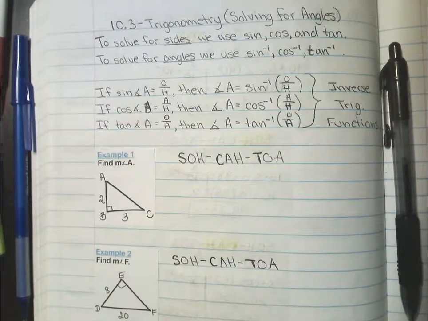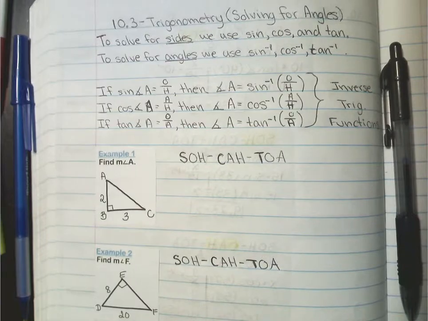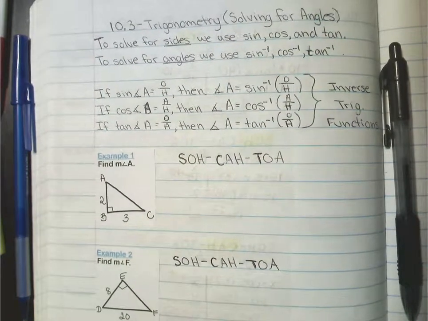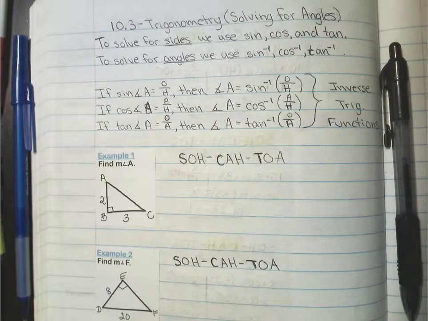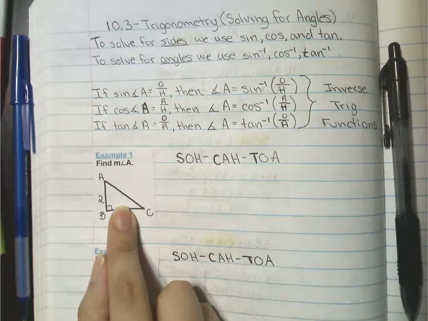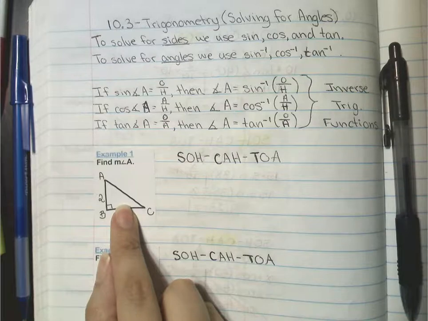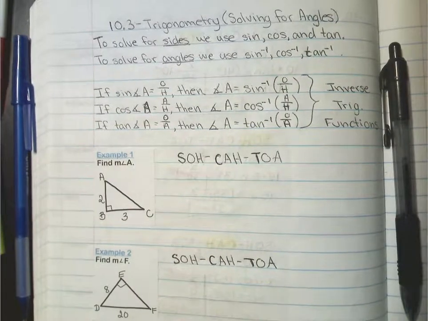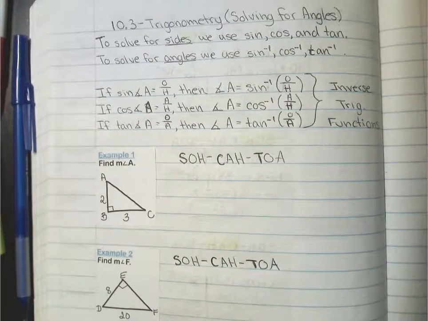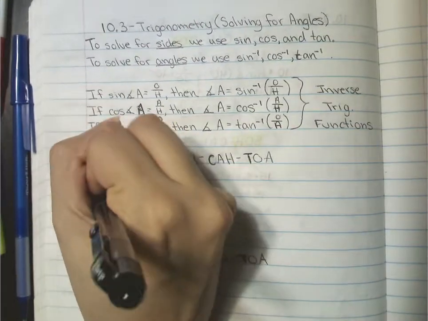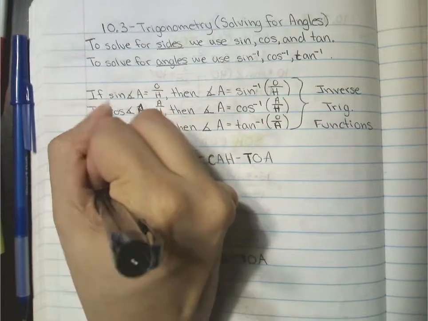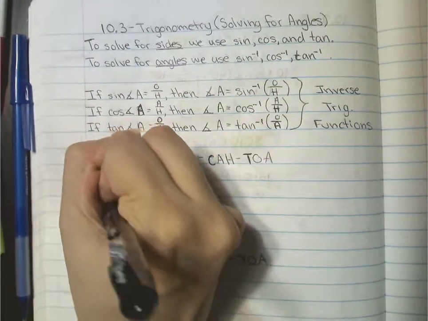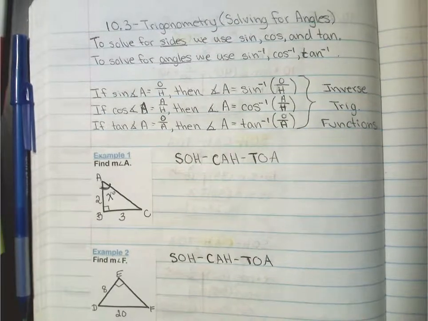Kind of the same way that we were working on our last examples, we're still using SOHCAHTOA, and we are going to label the sides of the triangle as opposite, adjacent, or hypotenuse, depending on what they're giving me. Here they're asking me to find the measurement of angle A. So that's going to be my x variable. I'm going to label this angle with x degrees. That's what I'm trying to find.